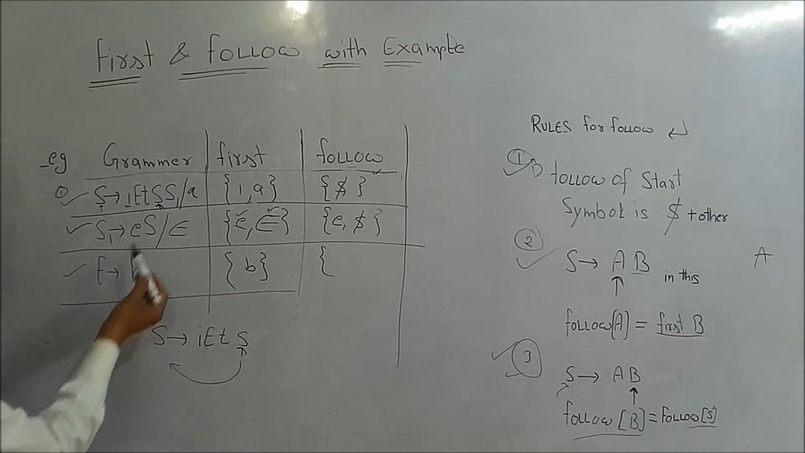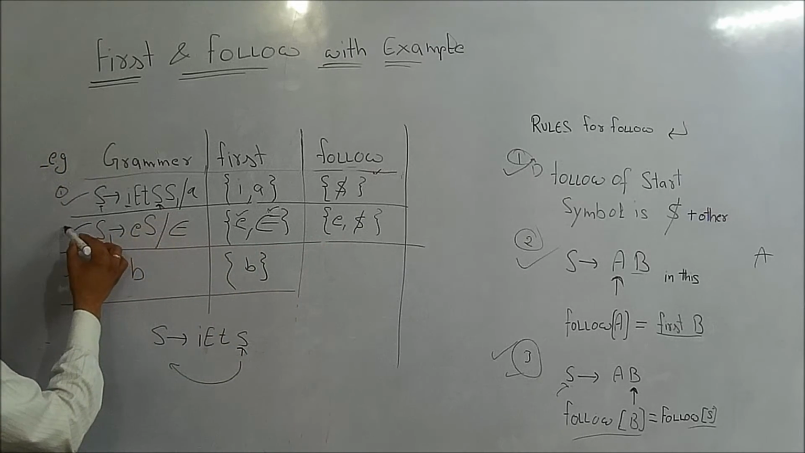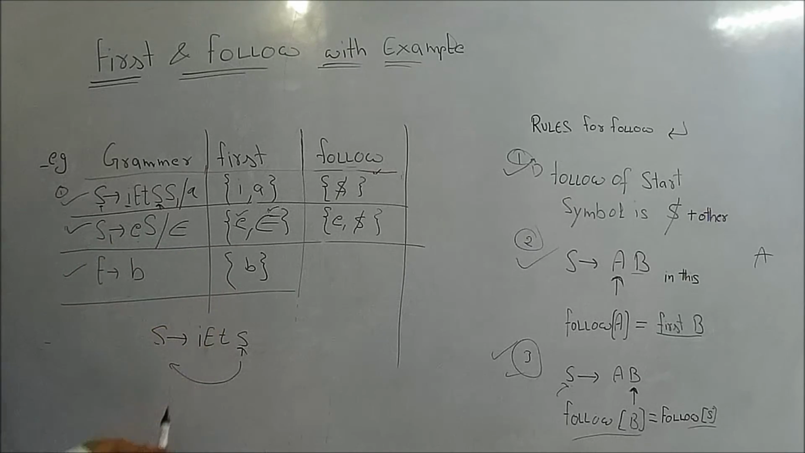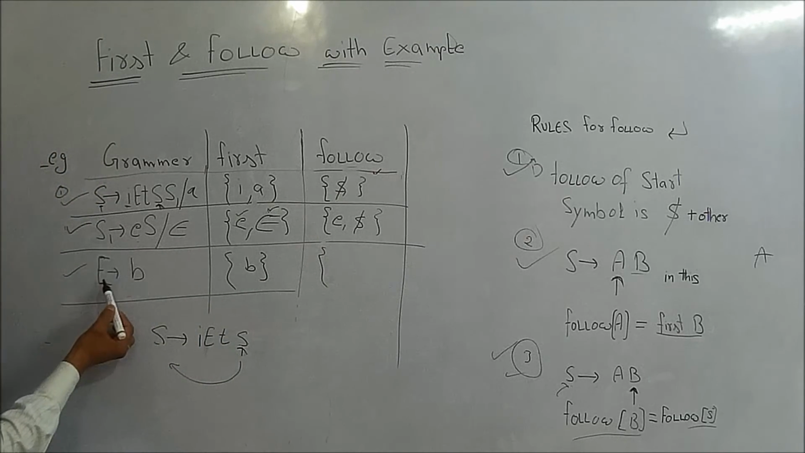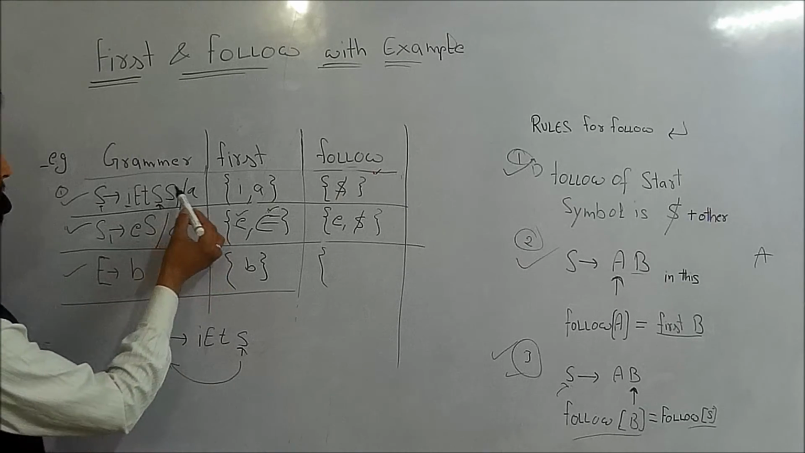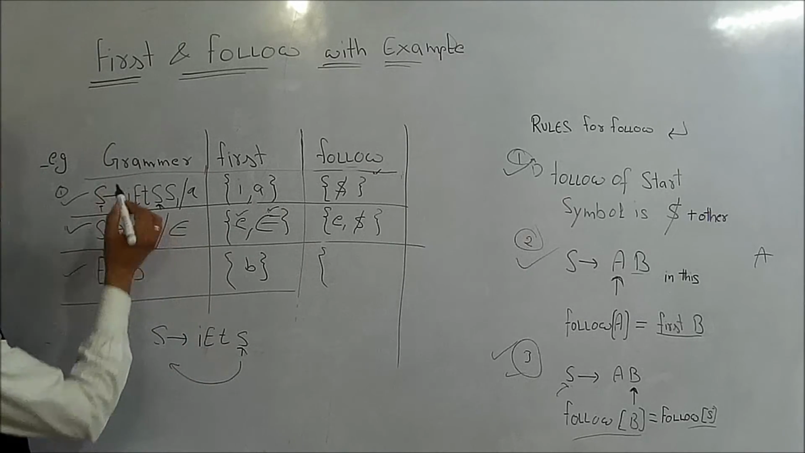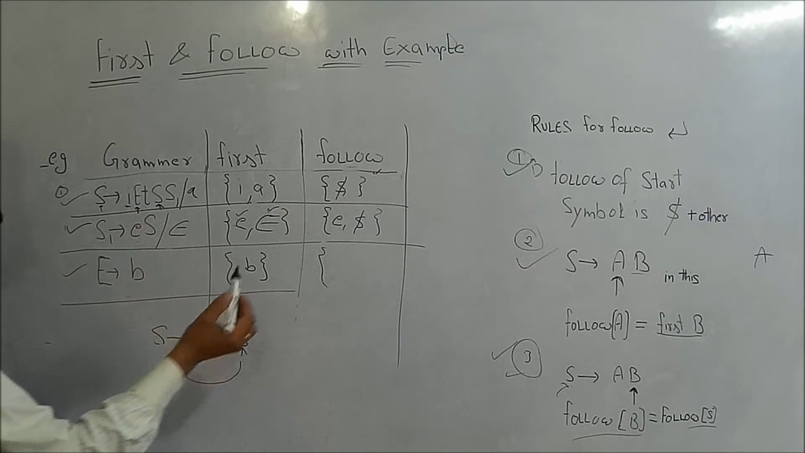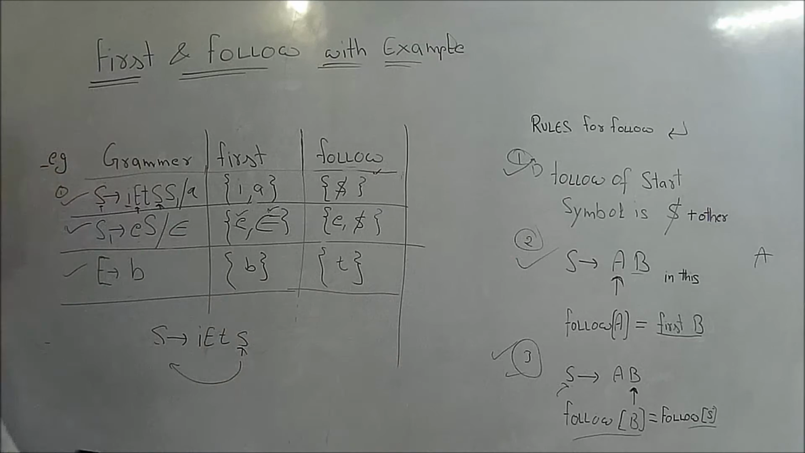So before doing that I will check for the occurrence of S1 in this. There is no S1 in the right hand side, so no. So in the next step I will check the occurrence of E in the right hand side of the grammar. Here I am getting that the occurrence of E is here, then the follow of E will be the first terminal, which is t. So the follow of E is t. So this is how we calculate the first and follow.